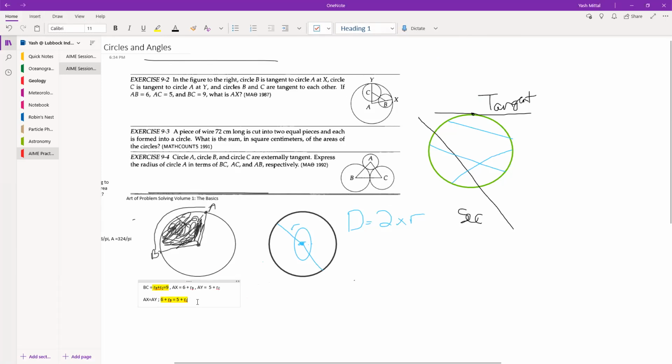Now I think everyone here understands AY and AX are radii, and we can compare. Now we have a system of equations. We have RB plus RC equals 9, and 6 plus RB equals 5 plus RC. And so now we can figure out what RB and RC are. But I want you to ask, which one is important in answering our question? Is it the radius of B or the radius of C? What is AX?